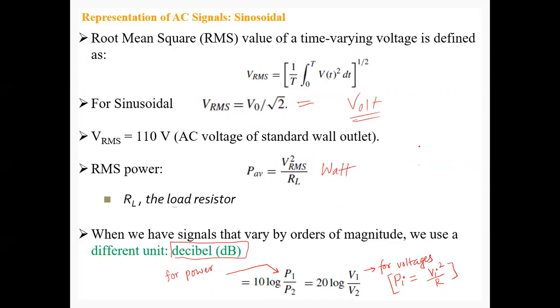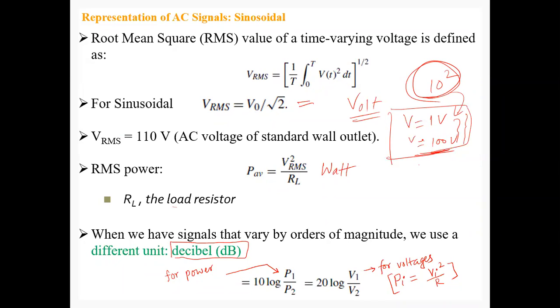So if you want to compare two signals that vary by order of magnitude, let's say one voltage is 1 volt and the next voltage is 100 volts. What is the difference here? The difference is 2 orders of magnitude, meaning 10 to the 2. See the difference? This is called 2 orders of magnitude. So if you have such voltages, then to compare them, instead of using volts, we use decibels, which is defined as this.